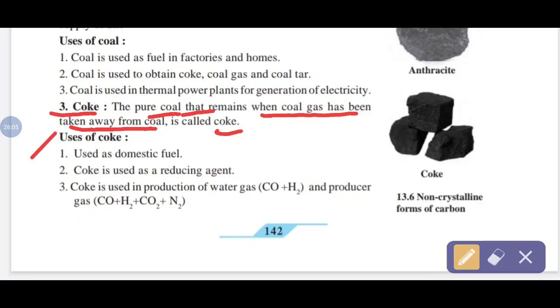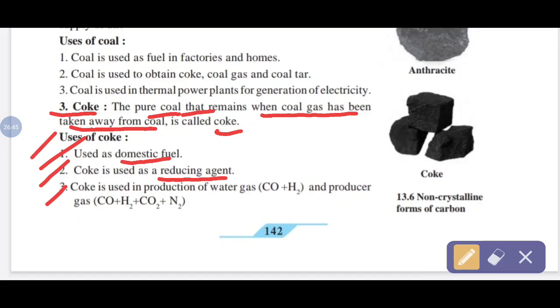What are the uses of coke? A 2 to 3 mark question is asked on this topic. So first use, coke is used as a domestic fuel, like the cooking gas used in our kitchen. Second, coke is used as a reducing agent, meaning to remove the oxygen from any substance. For that purpose, coke is used. So coke acts as a reducing agent, meaning oxygen is removed from the substance in a chemical reaction.